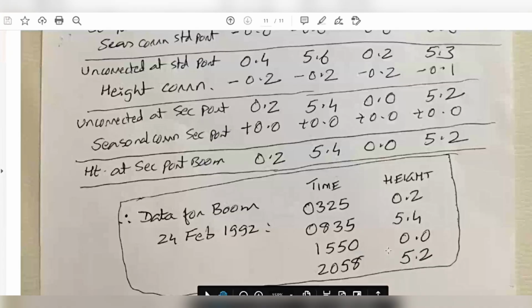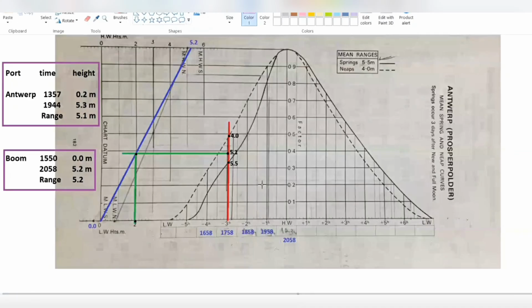So now we go to the curves. Can you see that curve on the left side of your part 1 for Antwerp? Yes, sir. Now this data I've written for you here. 1800 is what I want for Boom. 1550 is 0.0, 2058 is 5.2, range is 5.2. Antwerp, same time, 1357 is 0.2, 1944 is 5.3, range is 5.1.